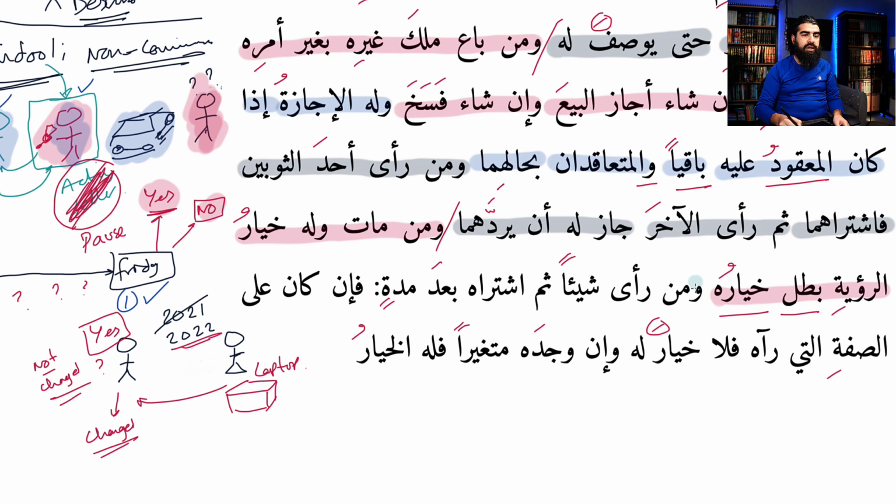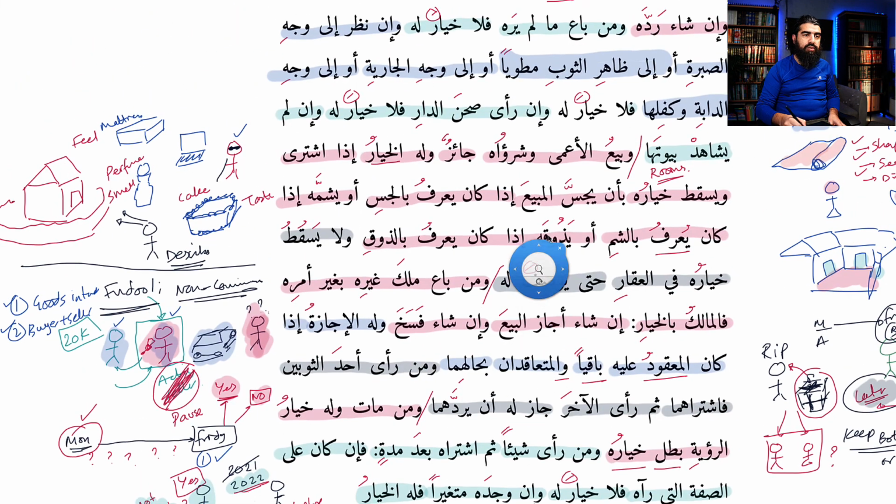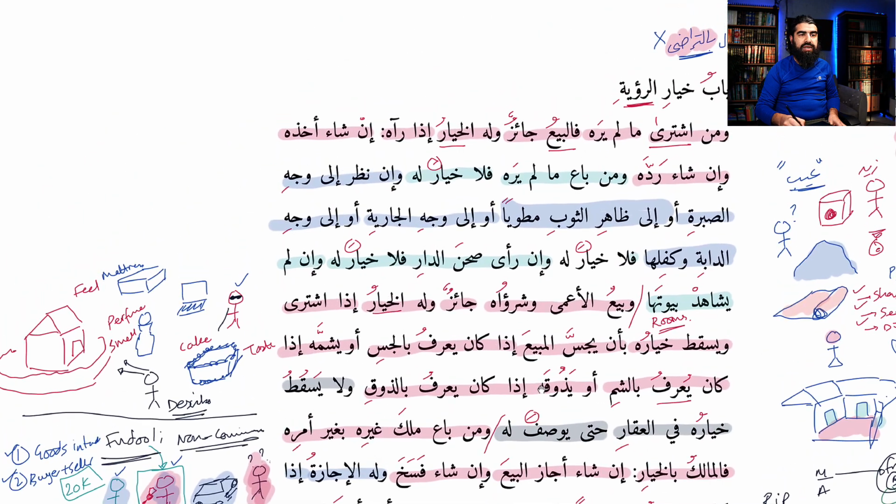So let's look at this then. Man ra'a shay'an, whoever sees something. So this guy in 2021 saw the laptop, thumma ishtarahu, then he bought it after a period of time, in 2022. Fa-in kana ala al-sifa allati ra'ahu, if it's on that same description which he saw, fala khiyar, so he has no new khiyar. Wa-in wajadahu mutaghayyiran, but if he finds it changed, fala-hu al-khiyar, then he has the right. And there you go. That is basically what this whole masala is all about.